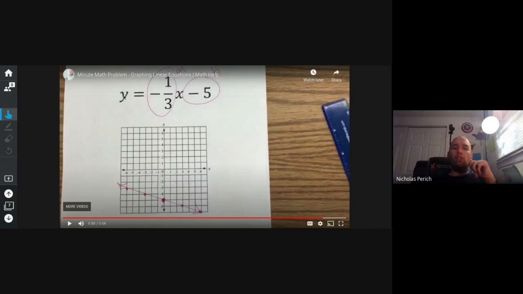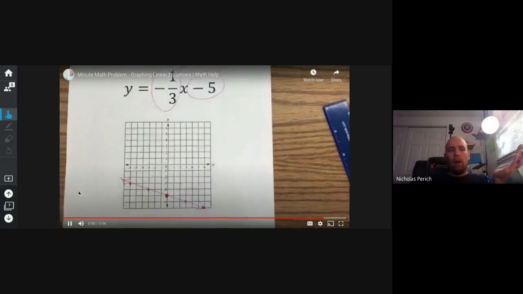My first step was to make sure it's in slope-intercept form. Slope-intercept form is when y is all by itself. Look, y is all by itself, so it was in slope-intercept form. Step 2 is identify the slope and the y-intercept. That's what we did for the first 6 problems. The slope here is -1 over 3, and the y-intercept is -5. So step 3 was put a dot on the y-axis for -5.